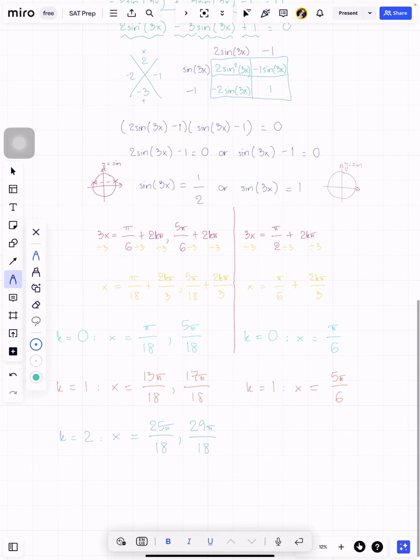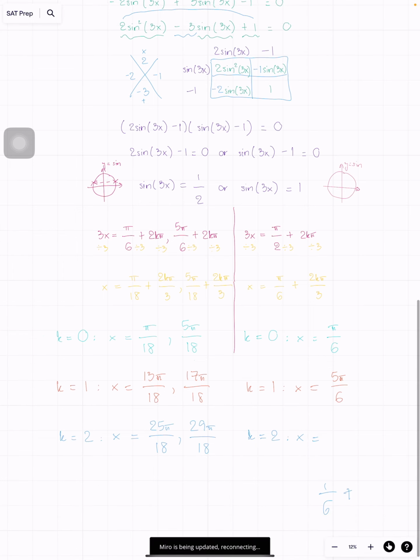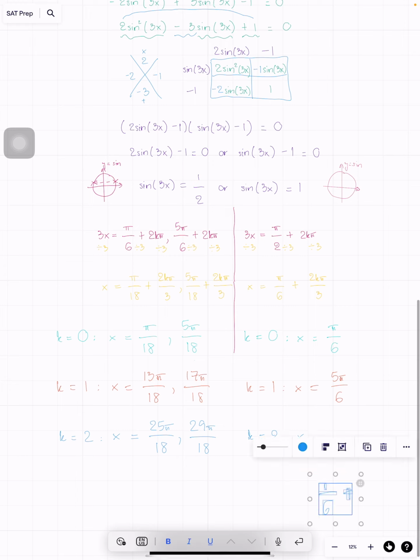And for this one in here, if k equals 2, we're going to get x equal to 1 over 6 plus 4 over 3. That would be 9 pi over 6, which is 3 pi over 2. So let me put 3 pi over 2 in here.